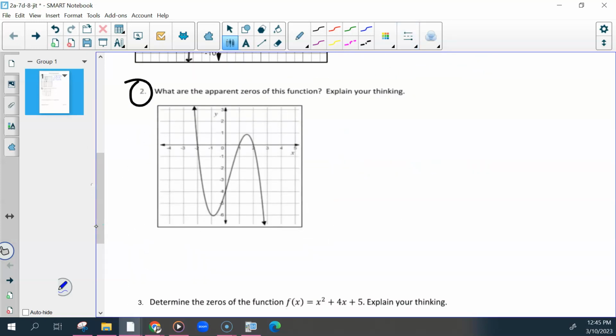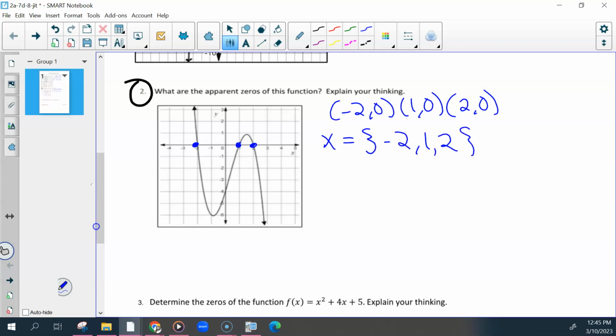Number 2 is the same, there's just more. So (-2, 0), (1, 0), and (2, 0) as ordered pairs. As a solution set, -2, 1, 2. And then in factor form, that would be (x + 2)(x - 1)(x - 2). So don't feel like you have to write all three. As long as you have one of them, that's good. Questions on this?